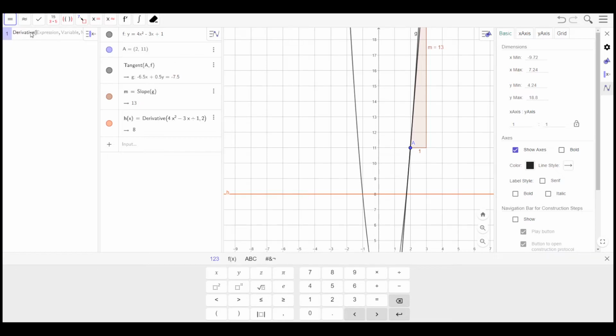I go here, the expression is what? 4x to power 2, and then minus 3x, and then plus 1. Of course, my variable in this case is x. My number is 2. And then I go and press, still 8. So we have to report this.